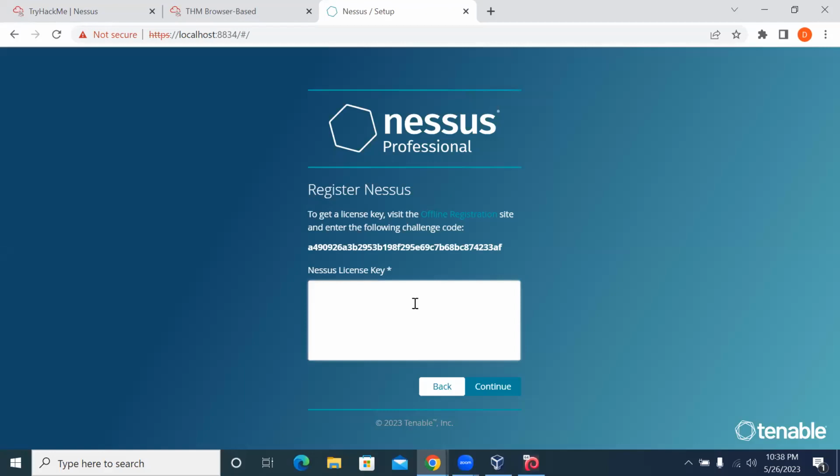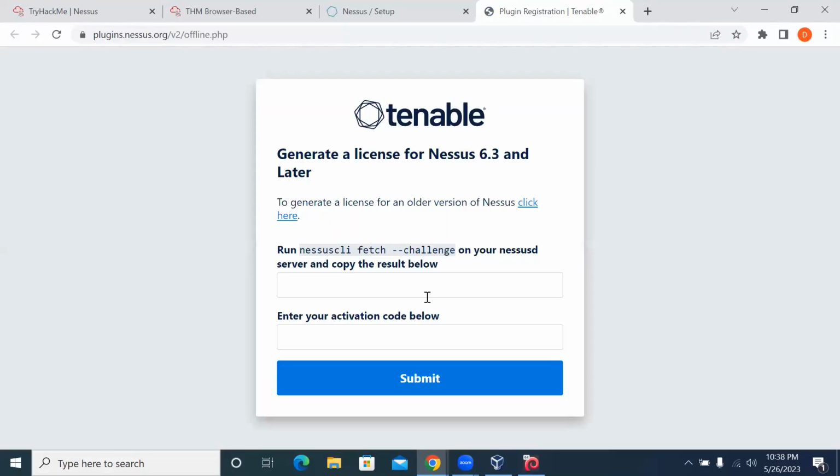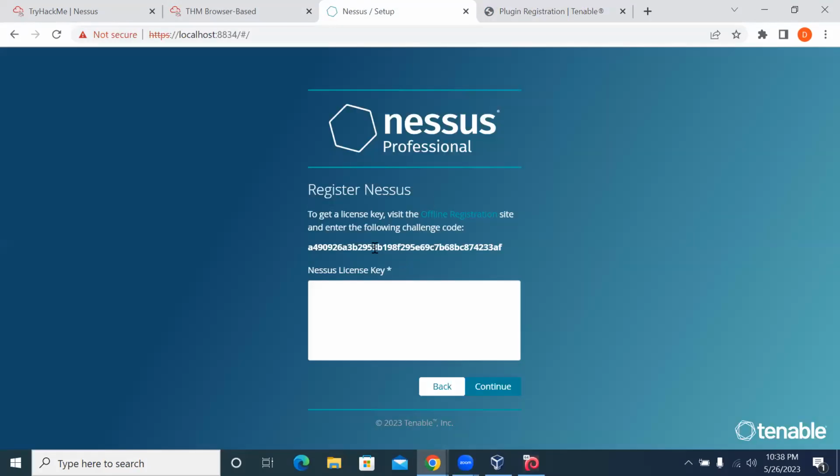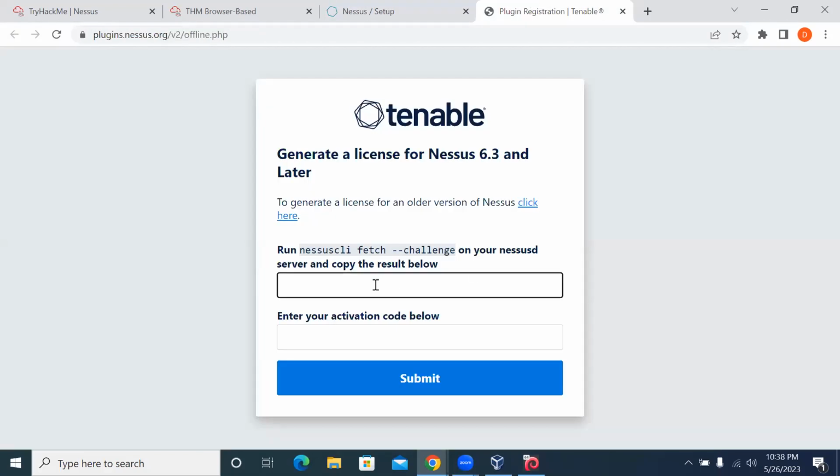Get a license key: visit the offline registration site and enter the following challenge code. So we'll go to this place, enter this challenge code, and they'll give us a license key. That's what they are saying. Let's see offline registration, because I think that key wouldn't work there. So let's take this and drop it there. Depending on the information you give, they might send you a key, right? But I'm using older information that was sent to me. Let's try it and see. Copy that and paste here, then submit.